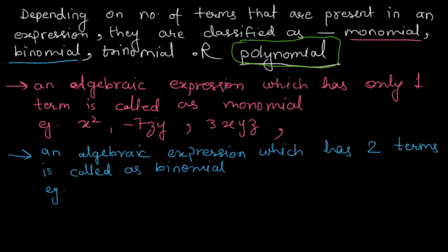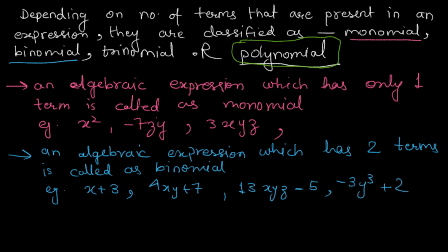Examples can be x plus 3 from above, 4xy plus 7, or we can say 13xyz minus 5, or minus 3y cube plus 2. All of these examples have two terms, so these expressions are called binomials.